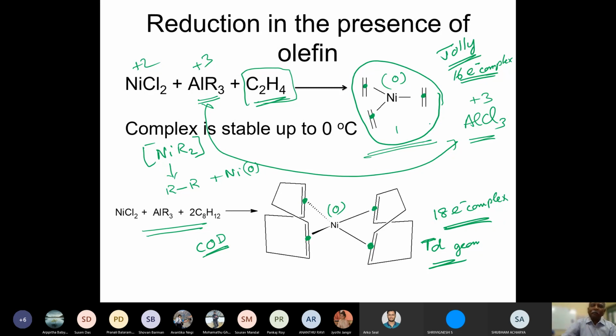Suppose I make a tetrahedral complex with ethylene. I then have to orient four ethylenes in this fashion. Okay. This becomes too crowded. This becomes too crowded. Sterically unfavorable.